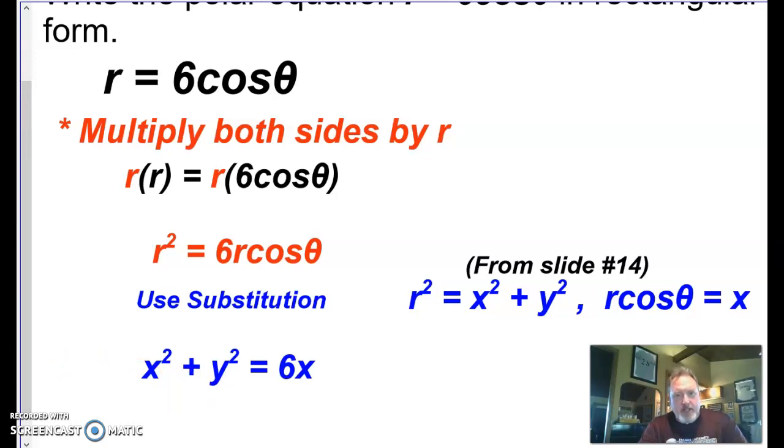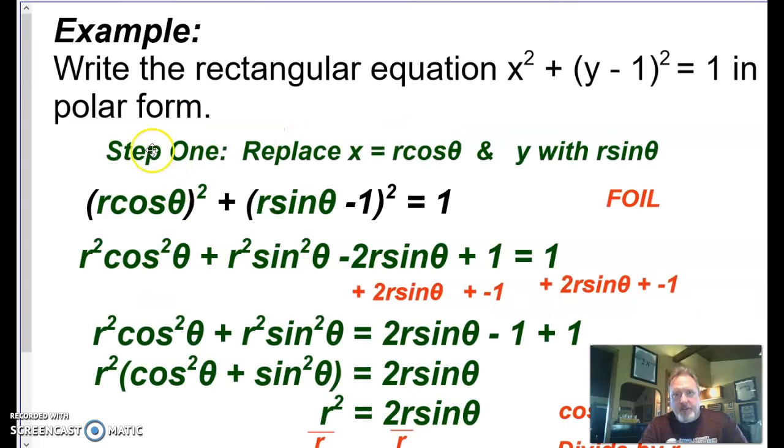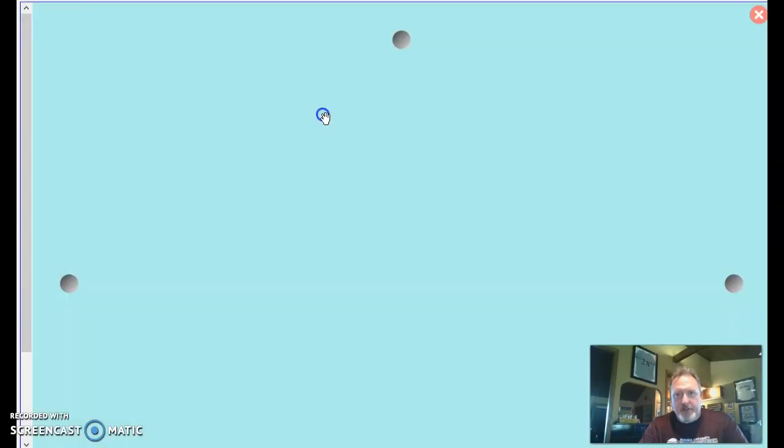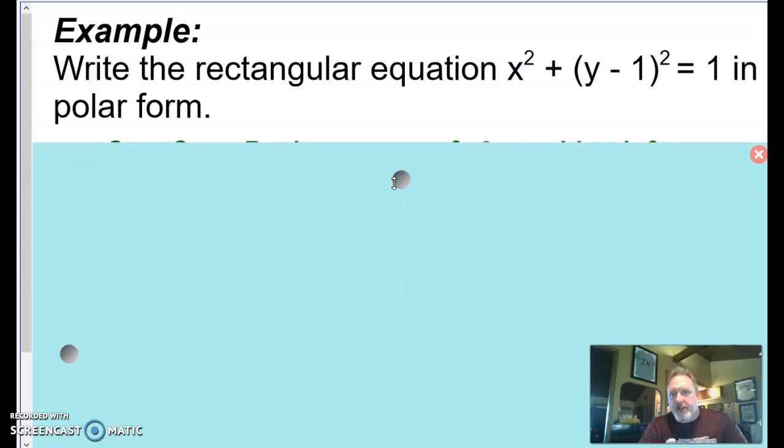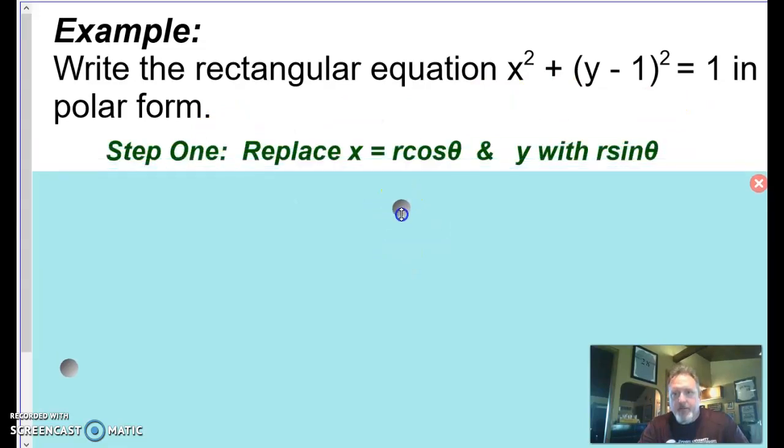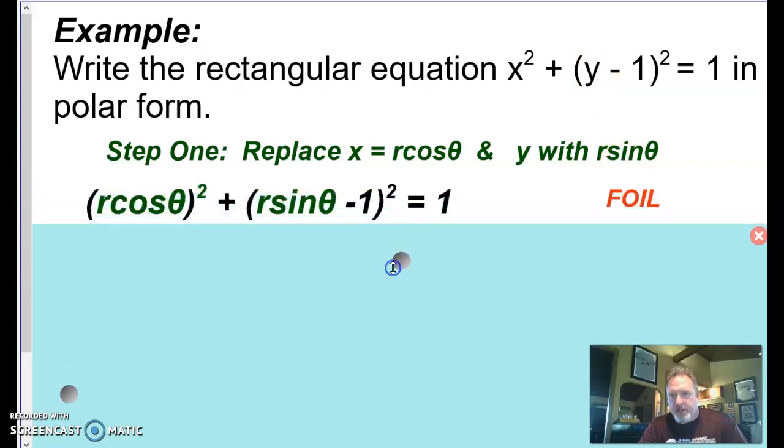All right, one more slide and we'll be done with this section. This one's a little longer here, so we'll go step by step. So we want to write the rectangular equation x squared plus (y minus 1) squared equals 1 in polar form. This is the equation of a circle. So I've got a center point at 0, 1 and a radius of 1, and we want to get this to polar form. So first thing we can do is replace x with r cosine theta and y with r sine theta. So we're going to do a little substitution here, and you can see that.